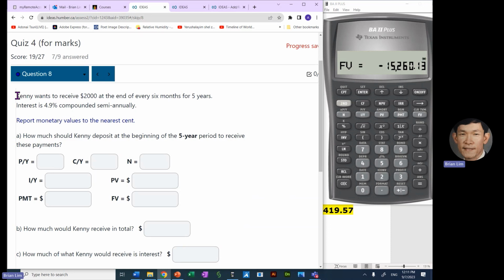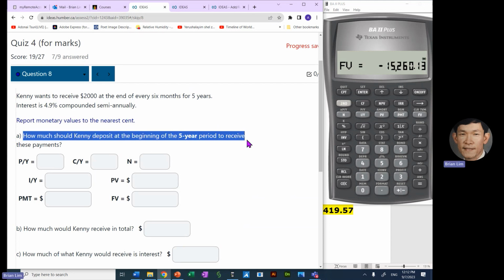So Kenny wants to receive $2,000 at the end of every 6 months for 5 years. Interest is 4.9% compounded semi-annually. Report monetary values to the nearest cent. How much should Kenny deposit at the beginning of the 5-year period to receive these payments?